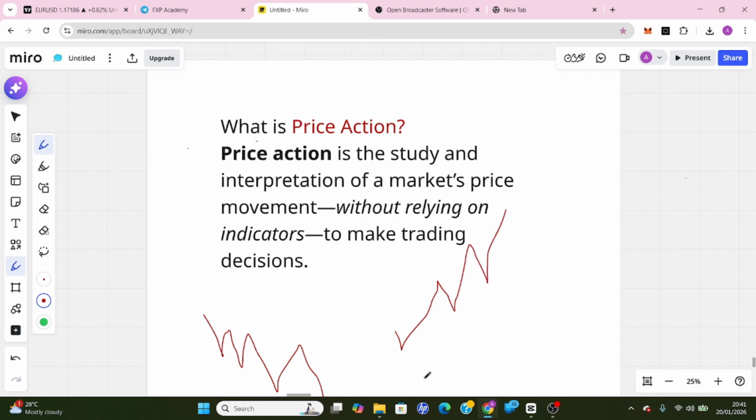Then we have another phase that we call the ranging market. It doesn't go in any direction but moves within a specific range, you understand? These are the range, the upper band and the lower band, you understand? So this is typically how the market moves.